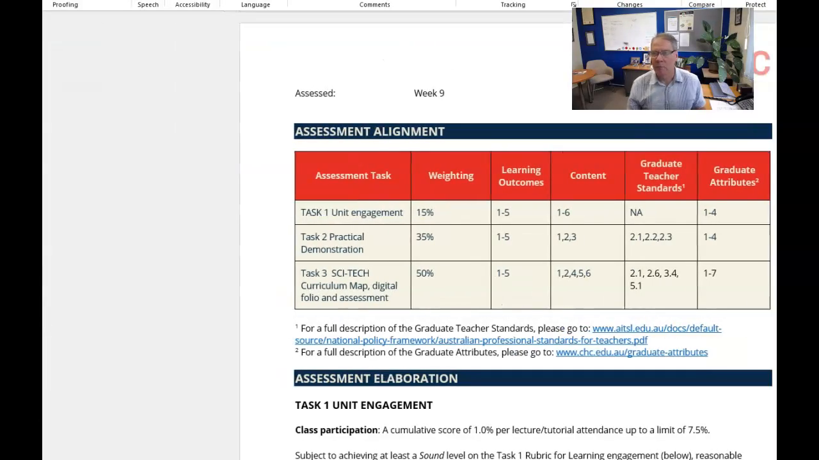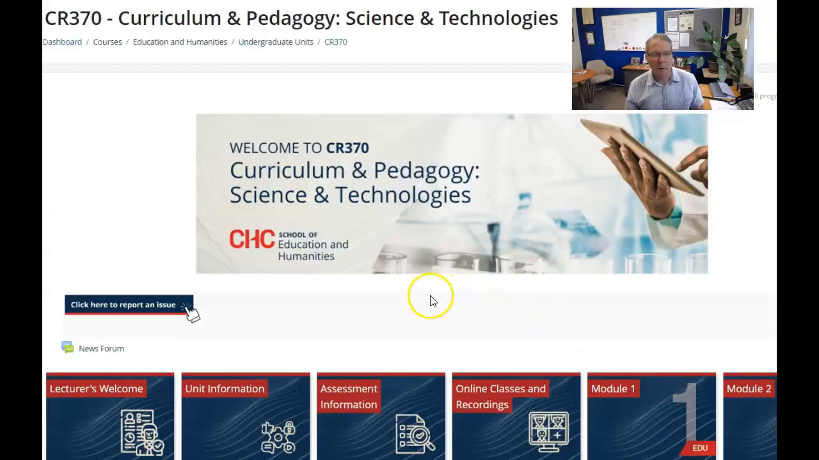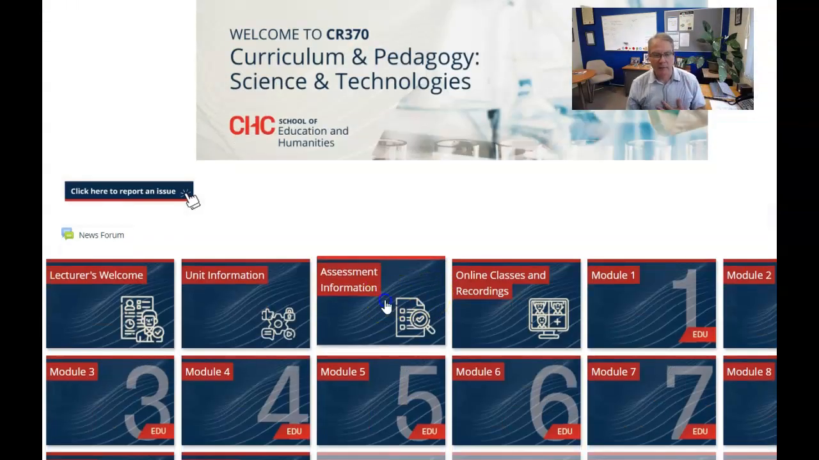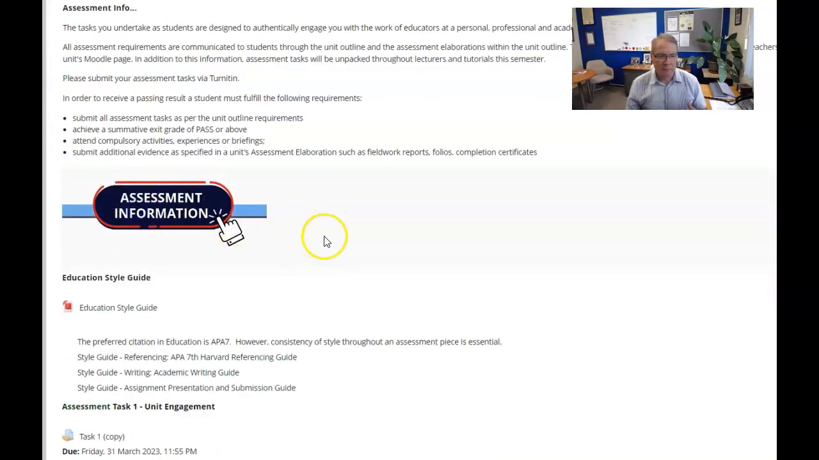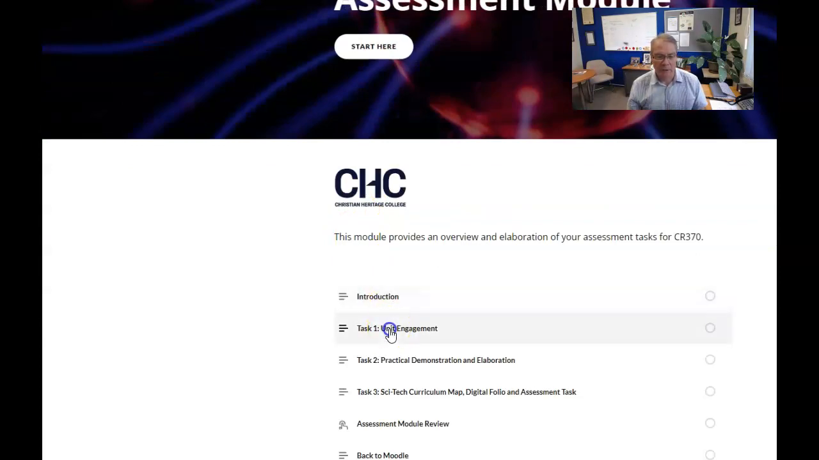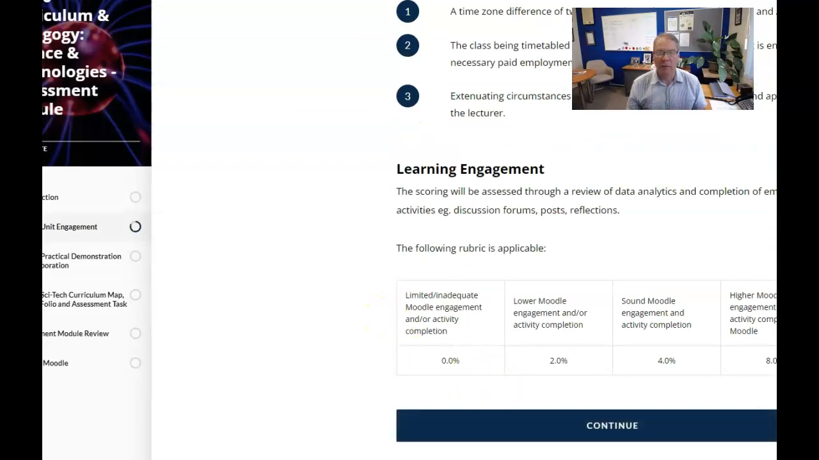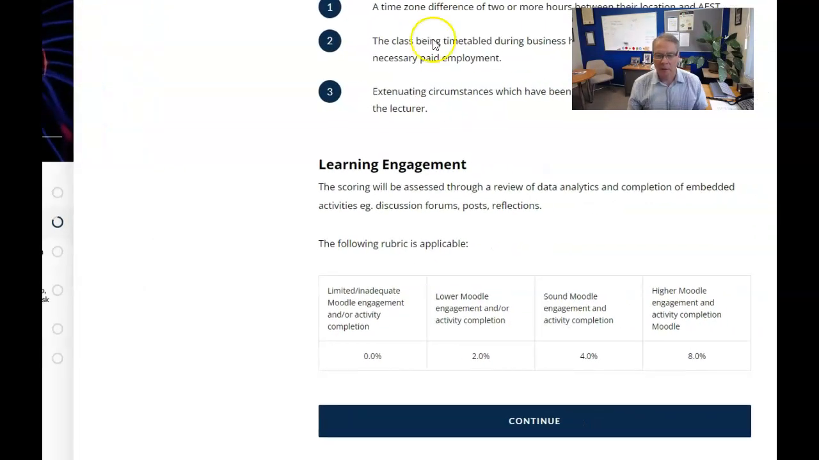Going back to Moodle, you'll see this information that is there. In the assessment, it's elaborated quite significantly, going through task 1. So how do we measure your engagement? One is through attendance, and one is whether you have looked at and engaged with the Moodle or the Articulate site, and that will be ascribed to you.